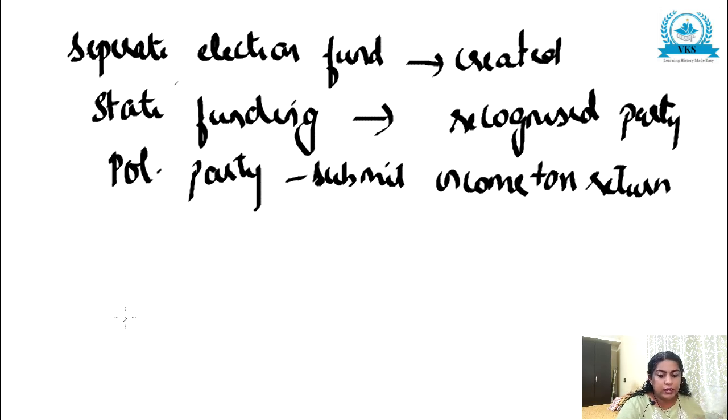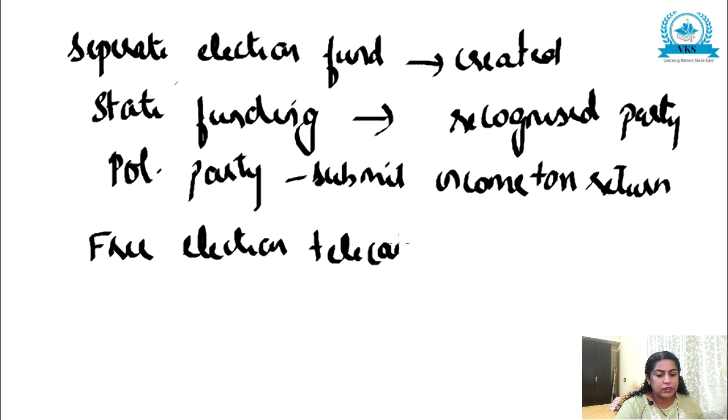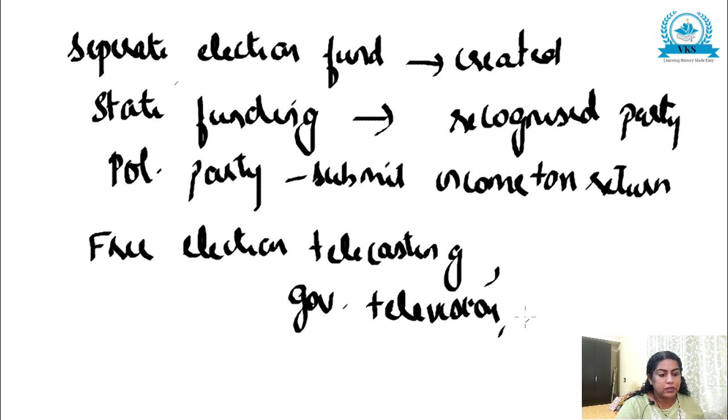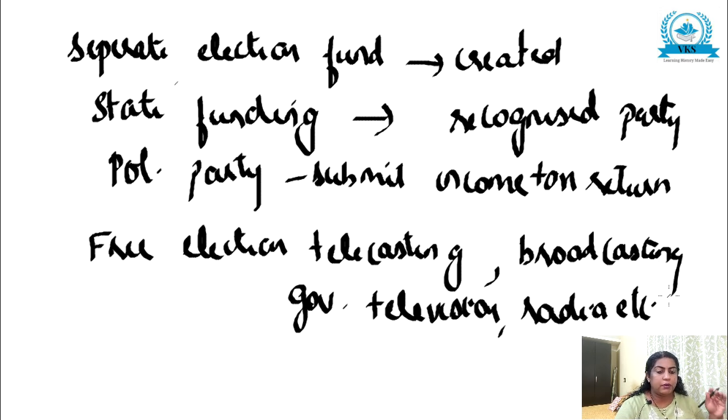Next one, free election telecasting and broadcasting to all political parties on government televisions, then radio channels, etc. will also be provided. Free election telecasting and broadcasting to all the political parties on government-owned television, government-owned radio stations, and private channels also will be provided. So these are the recommendations. Now next is, details of expenditure should be given to the Election Commission.